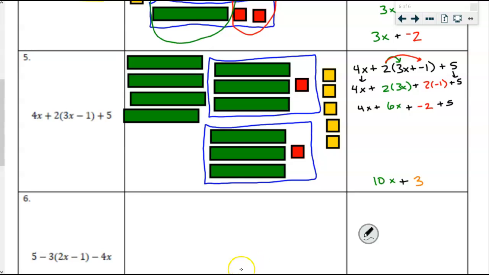And again, at this point, it was just combining like terms, where I can see 4x tiles and 6x tiles all together. That's going to be 10x tiles. And I can see I've got some negative unit tiles that I'm going to combine and zero out some of these positive unit tiles. 2 of them will zero out, and that leaves me with 3 of those unit tiles left.